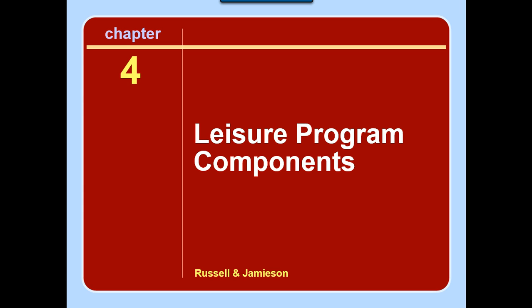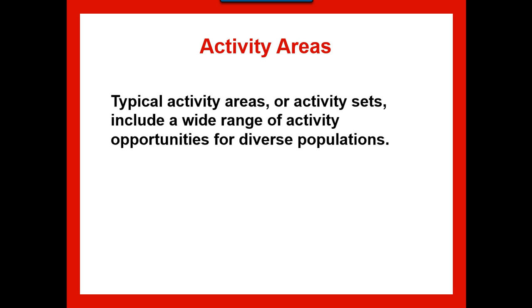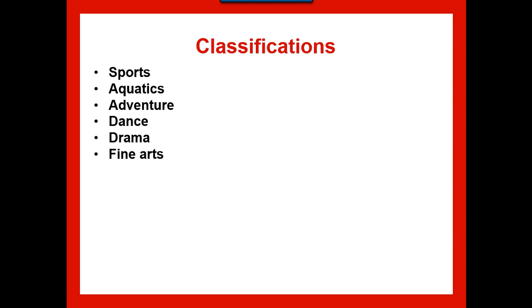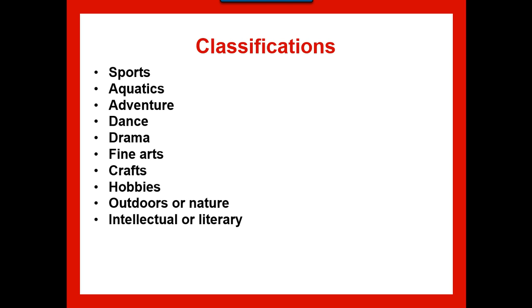This is Chapter 4, Leisure Program Components. We're going to go through all the components in the leisure program in this chapter. Activity areas. Typical activity areas or sets include a wide range of activity for a diverse population. So we're going to go through each of these classifications individually. They're lengthy but very important.